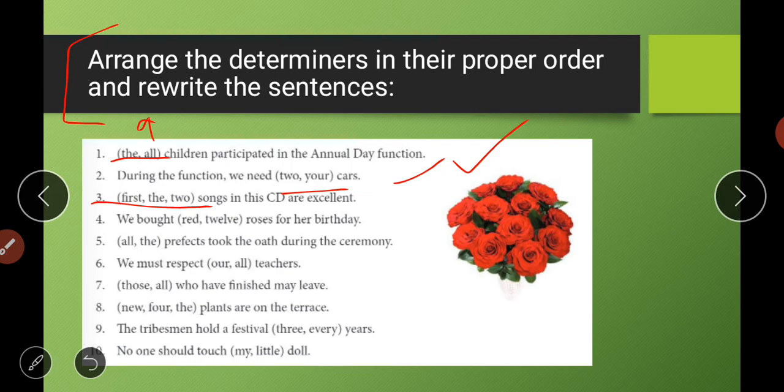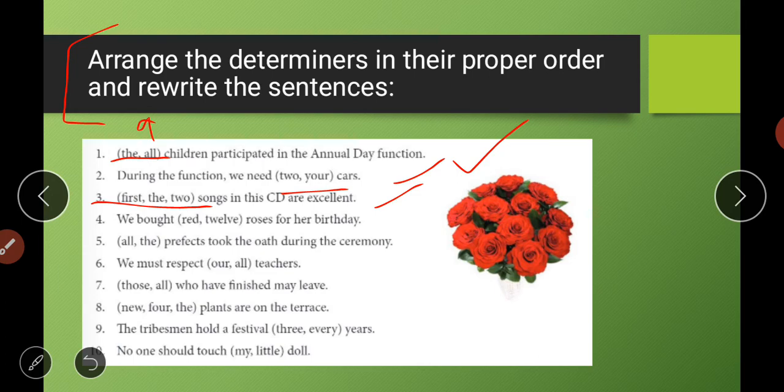Now, if we talk about 'first' and 'two', which will come first? So 'first' is your ordinal number and 'two' is cardinal. So we have a rule that ordinals always come before cardinals. So the correct arrangement of these words will be, the first two songs in the CD are excellent. The first two songs. So 'the first two' is the right answer in this one.